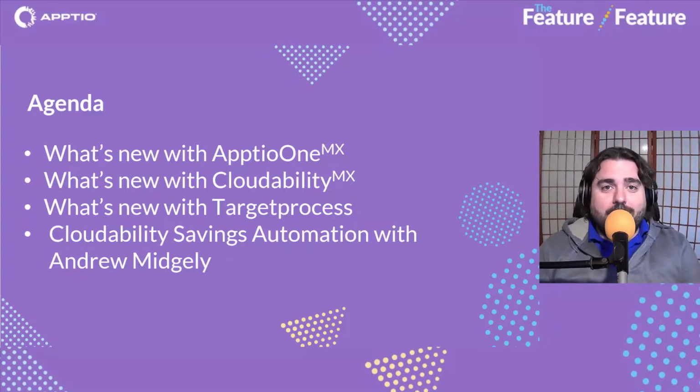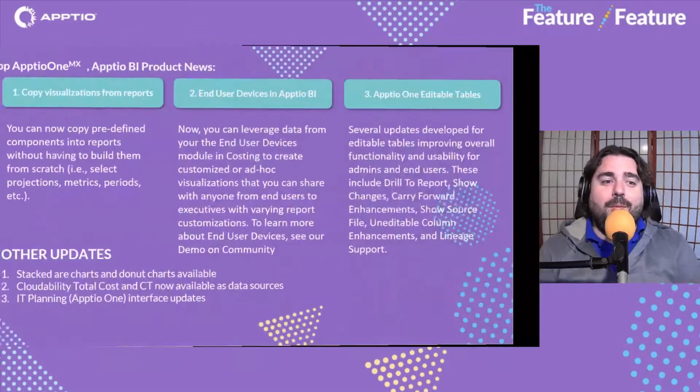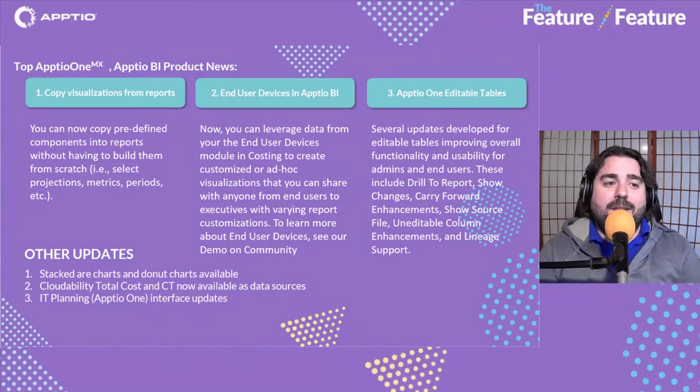So, yeah, I'm just going to go ahead and dive into Apptio One here. We've got the update for copying visualizations from reports in Apptio BI. We can now copy those components into reports without having to build them from scratch. So those are kind of like the widgets within reports there. You can copy those visualizations from the reports themselves, so you don't have to rebuild them in Apptio BI, which saves a lot of time when it comes to building those reports and constructing your dashboards, etc.